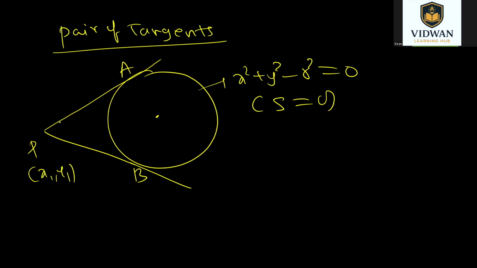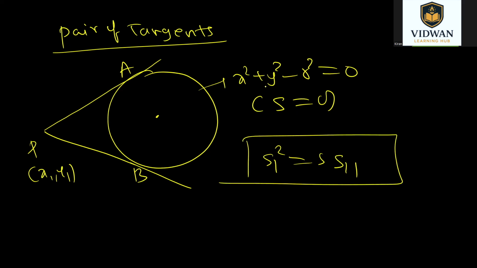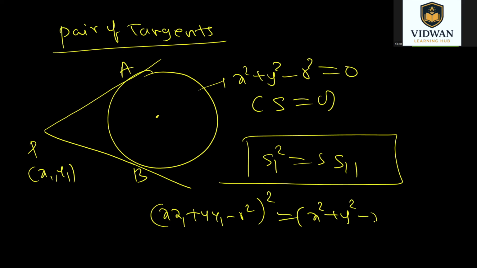So if you want the combined equation of PA and PB, there is a formula directly: S1 square equal to S into S11. There is a formula for pair of tangents. And what is S1 for this? (x x1 plus y y1 minus r square) whole square equal to S, meaning the same circle itself, x square plus y square minus r square, into S11, meaning you directly substitute the point here, you will get x1 square plus y1 square minus r square. So you can find the combined equation of both tangents with this. And if you want separate equations, you have to factorize this. But factorizing is going to take more time.